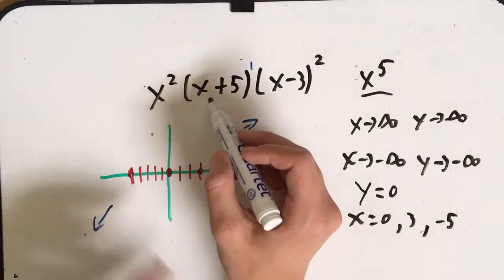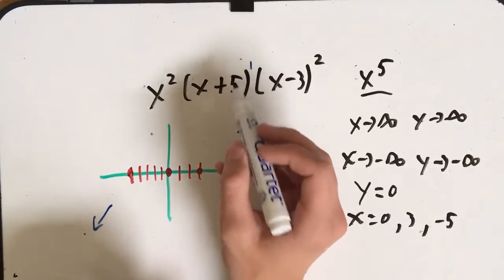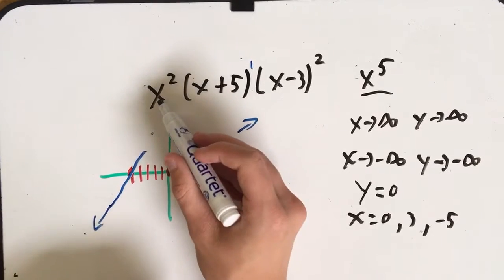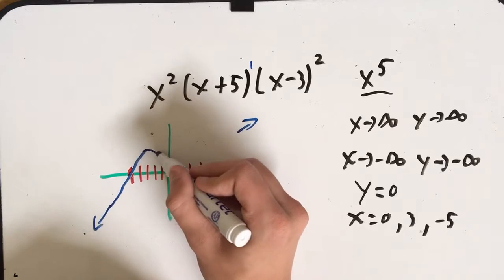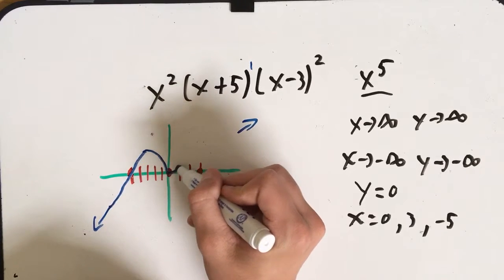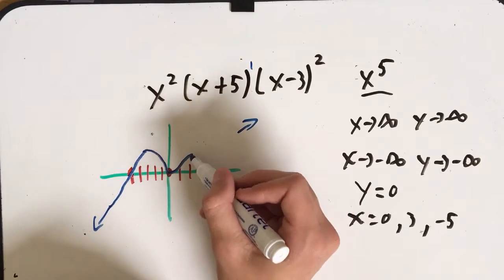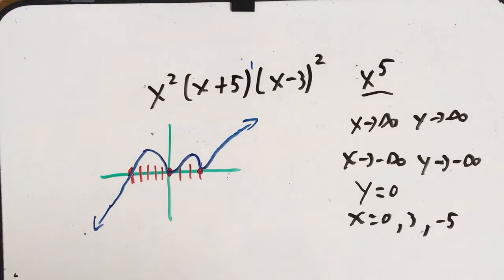So next we have this. We have -5 right here, and you could see it's an odd, so it's going to go through. And then we have an x squared, which is an even, which is going to bounce. And then we also have x minus 3, which is also an even, which is going to bounce. So that's what your graph's going to look like.